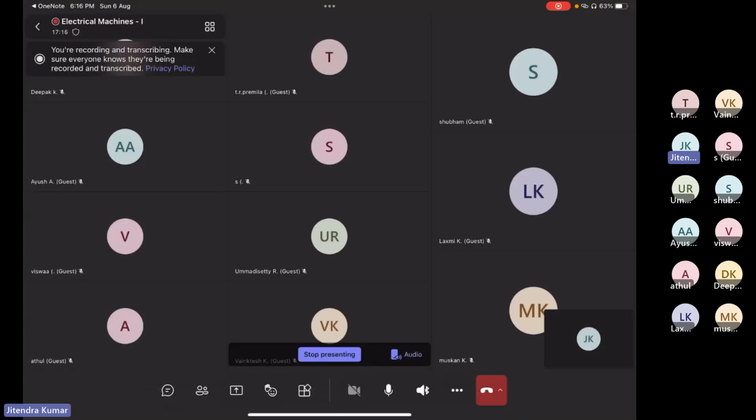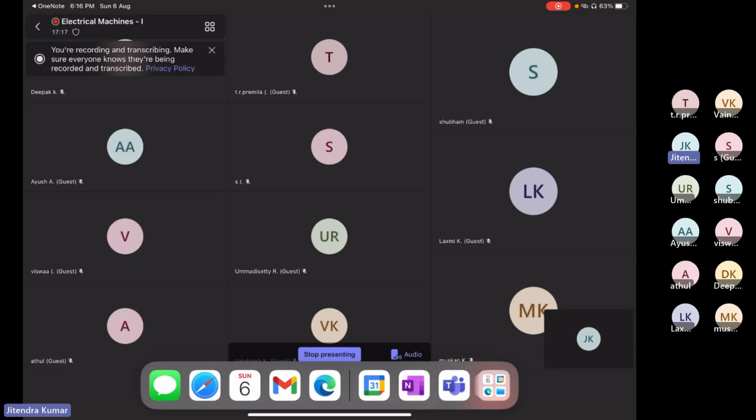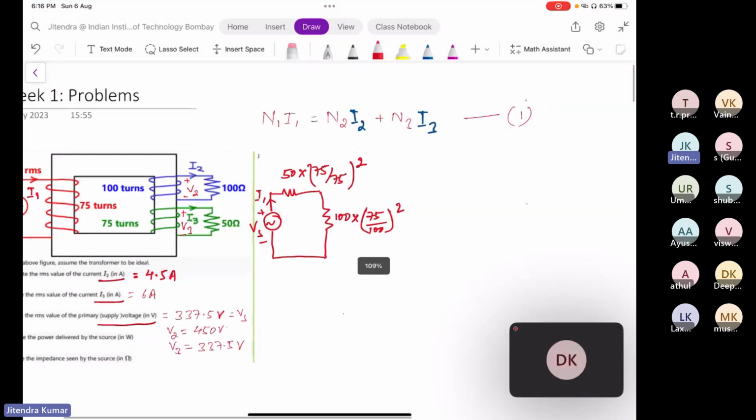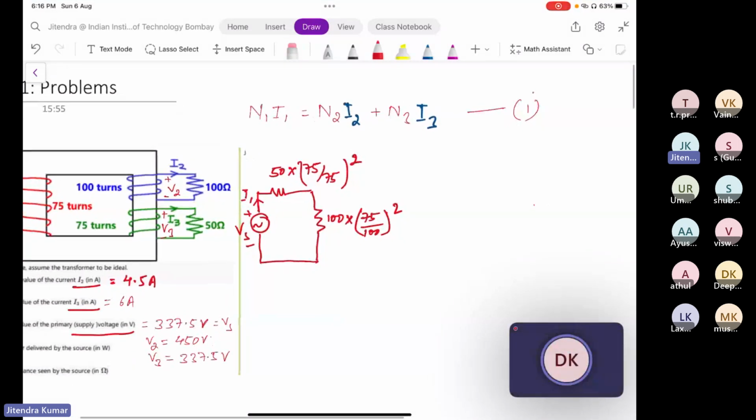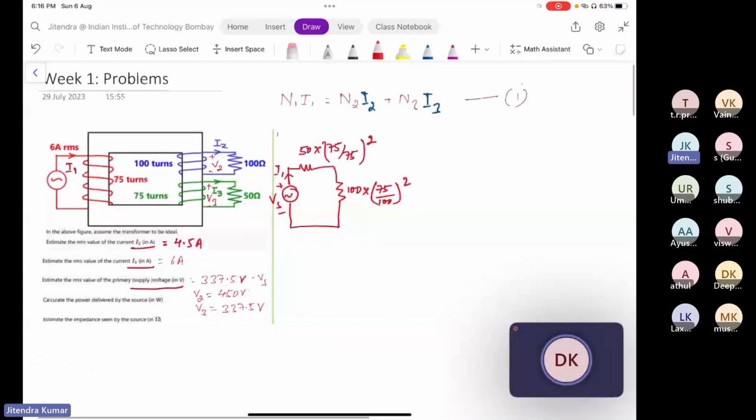Can you please tell your name, whoever is speaking? Sir, Deepak Kumar. Deepak, you are very right there. We can establish from the transformation ratio the relationship between V2 and V3, and then we know that V2 is connected across the 100 ohm resistance. So whatever the current will flow, V2 is equal to 100 I2 and V3 is equal to 50 I3. Okay, so let me write it.